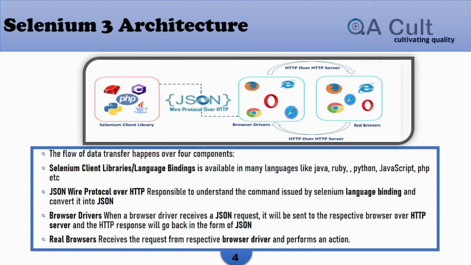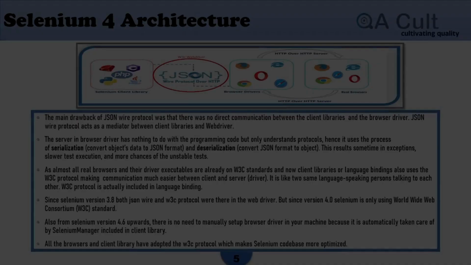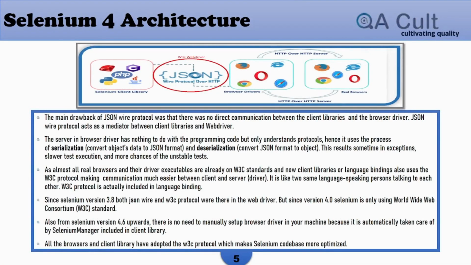So in the Selenium 3 architecture, there was a JSON wire protocol which was responsible for converting a command issued by the client library into JSON and vice versa. But now there is the Selenium 4 architecture in which the JSON wire protocol is completely replaced by the W3C WebDriver protocol. Why is it replaced? Let's see. The main drawback of the JSON wire protocol was that there was no direct communication between the client libraries and the browser driver. The JSON wire protocol acts as a mediator between the client libraries and the browser driver.